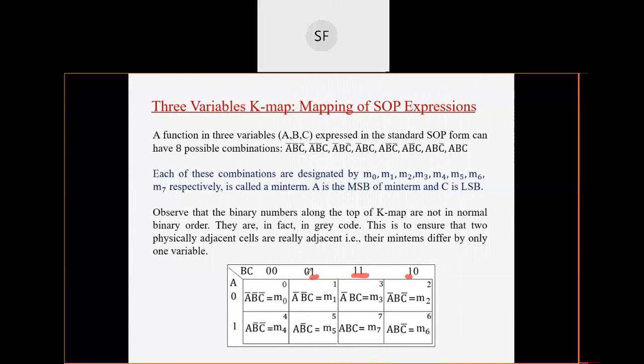That's why this particular change is there, and this is very important. You should remember it. Otherwise, what will you do? You will write 0 0, 0 1, 1 0 and 1 1. Due to that, your complete K map will be wrong.